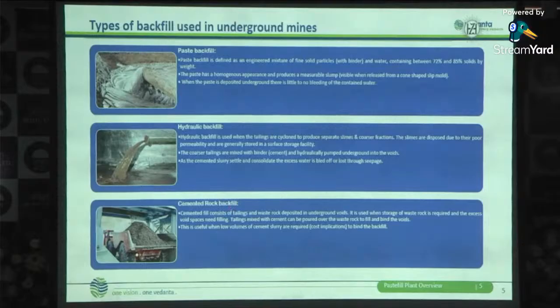Then we will talk about cemented rock fill. In one of our mines, Kayad mine, we are using the CRF method. The CRF method is simply this: whatever rock is there, we crush the rock and mix it with cement, and then we use it in the void as backfilling. It is known as CRF. Basically, in SK mine we are using paste backfilling, so we will discuss paste backfilling more today.